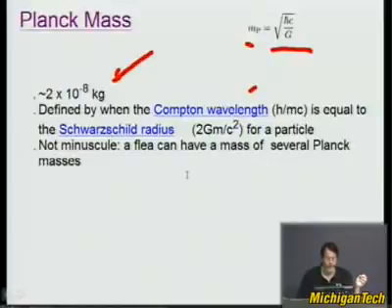Now this is not minuscule, because if you were to take a flea and squeeze it down, it has to be a really, really small flea before you would hit the quantum regime. But the Planck mass itself is large enough so that a flea can have a mass of several Planck masses. So it's not a minuscule amount like a Planck length.